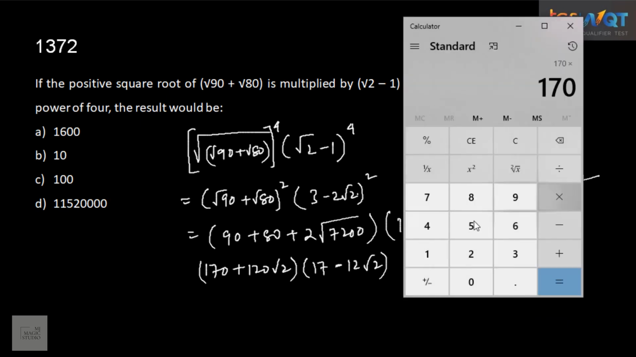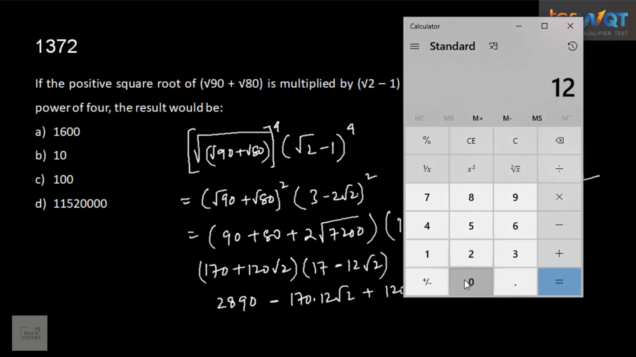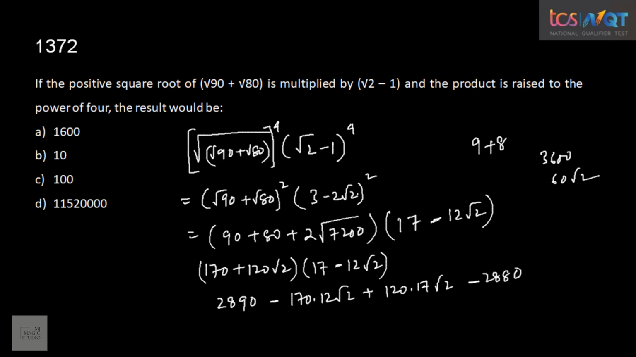170 into 17 is 2890. 2890 minus 170 into 12 root 2 plus 120 into 17 root 2 minus 120 into 12 into root 2 is 2, that is 2880. So what we can see is these two are same, cancel. 2890 minus 2880 is equal to 10. Just keep on solving, you will get the answer that is in option B.